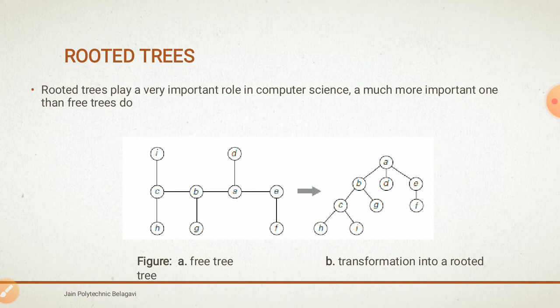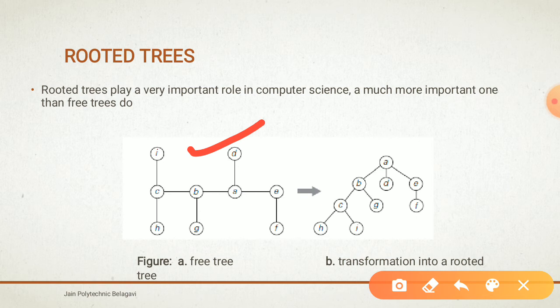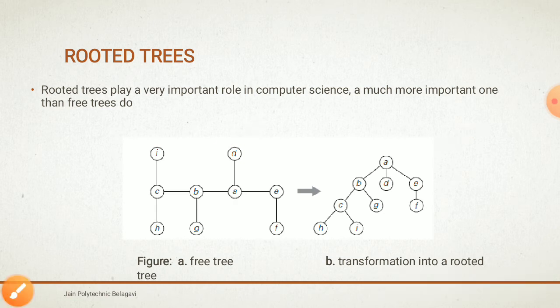That is, this particular tree will be indicated with the help of rooted trees. A free tree can be transformed into a rooted tree. That rooted tree will contain a root node, subnodes, subtrees, siblings and so on. That is about rooted trees.